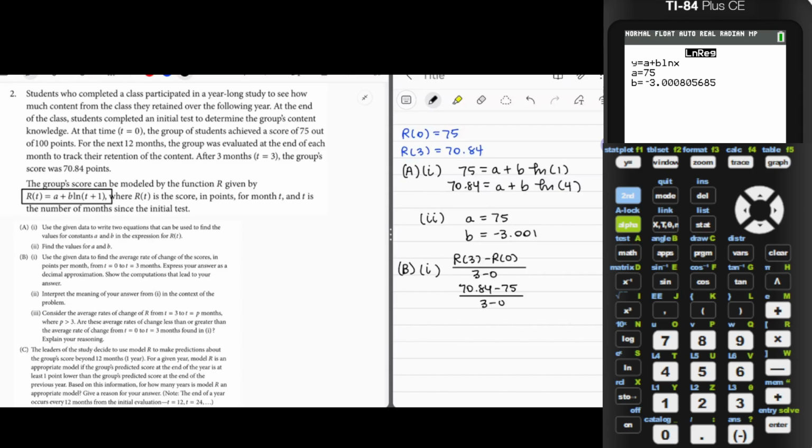I just think it'd probably be best to show exactly my thought process. I want alpha y equals, get a fraction bar, 70.84 minus 75 divided by 3 minus 0, and I'm going to get negative 1.387.